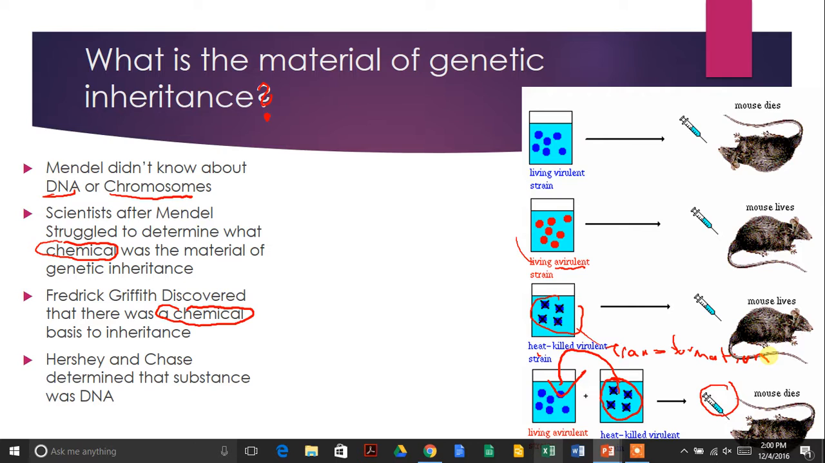And so, by doing that, he proved or supported the fact that there was a chemical substance that carried the genes for producing this poison that was transferred from this bacteria to this bacteria.